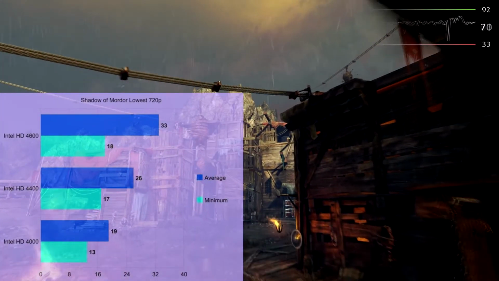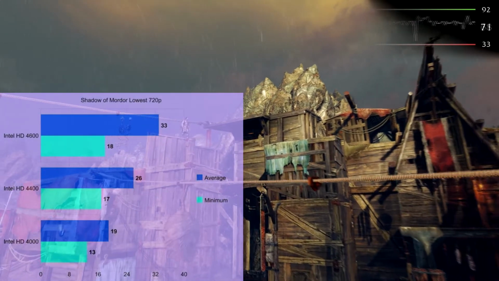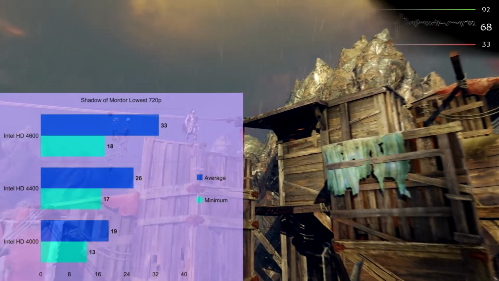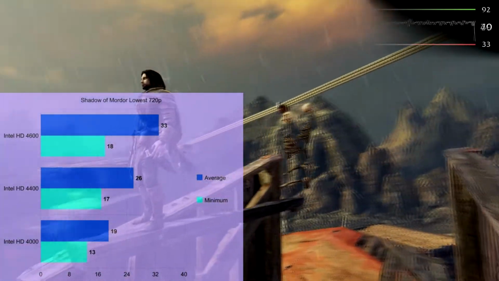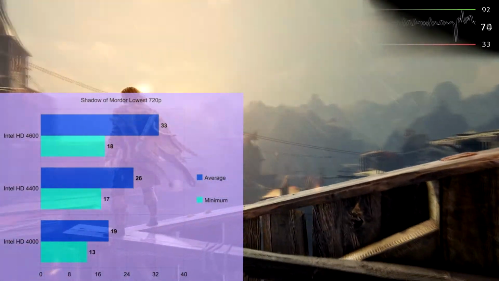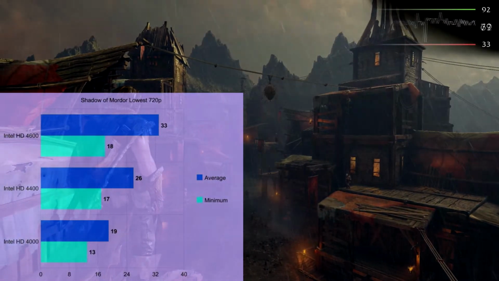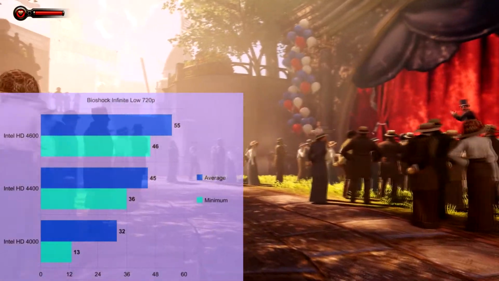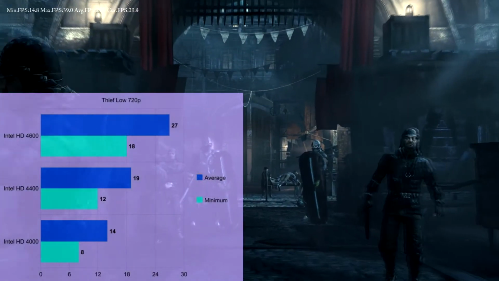Shadow of Mordor lowest settings at 720p. I'm not saying these are playable frame rates, we're just testing the games themselves. We see a very similar correlation where the 4000 is crushed by the 4400 and the 4400 is kind of behind the 4600. In Bioshock Infinite we see this same kind of correlation again. And in Thief, the same correlation.